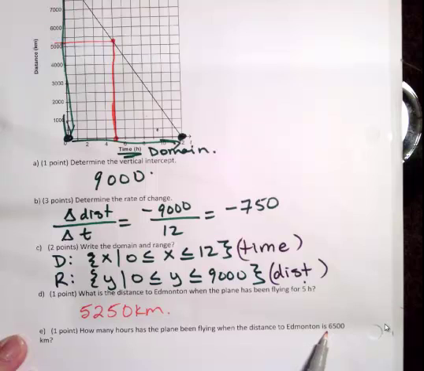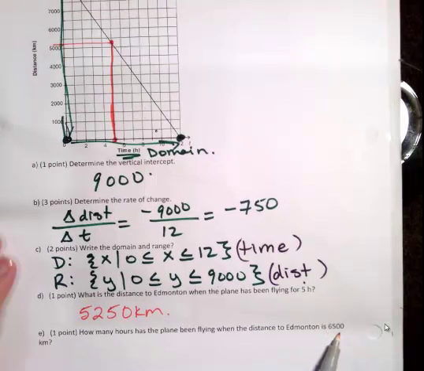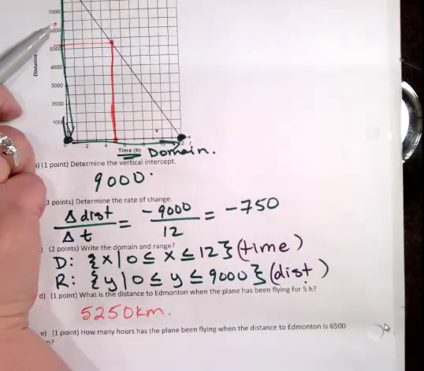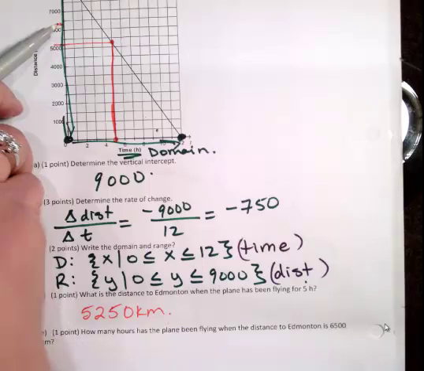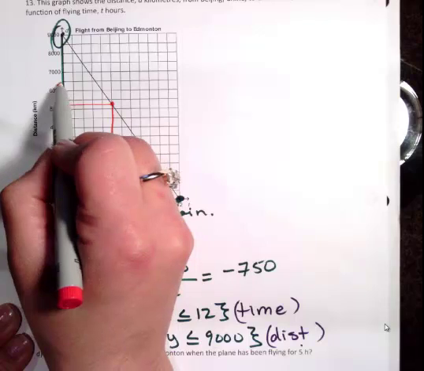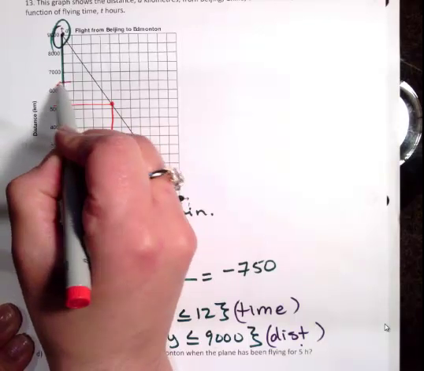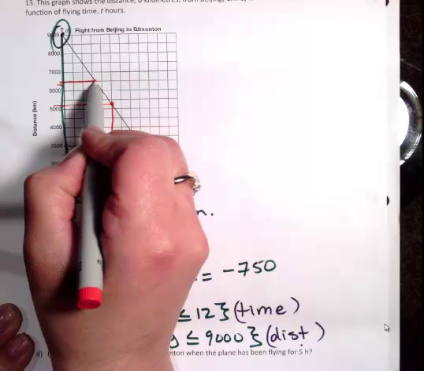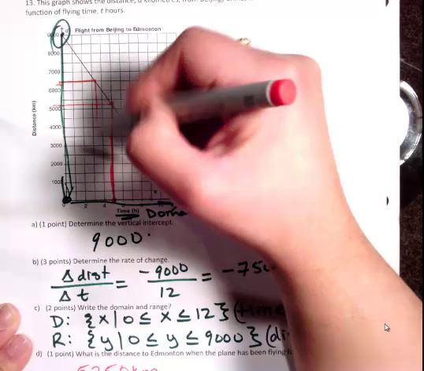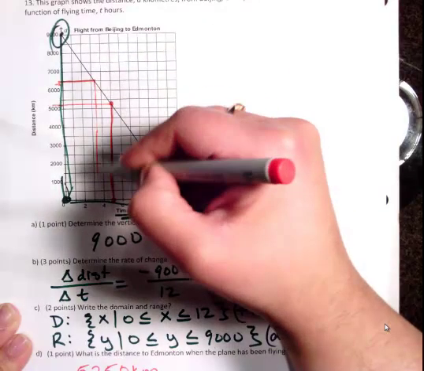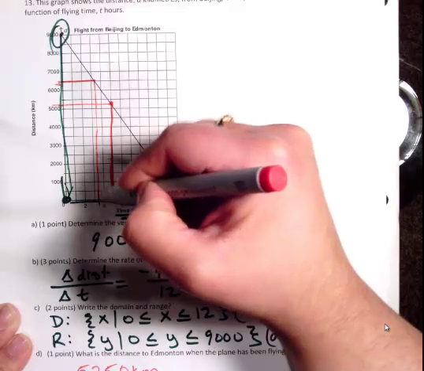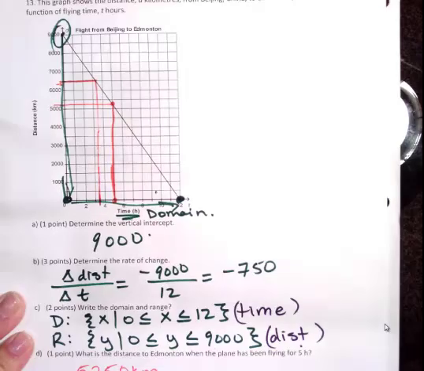And the last question says, how many hours has the plane been flying when the distance to Edmonton is 6,500 kilometers? So that means we want to be looking right here, 6,500 kilometers, and I'm just going to slide that down. 6,500 kilometers is right there. Hit this line right here, and then go straight down from there. And note that there's my 3 mark, so it's around 3.5 hours, okay?